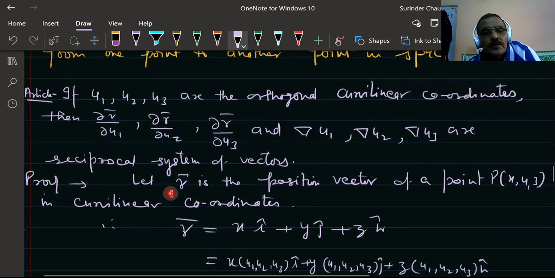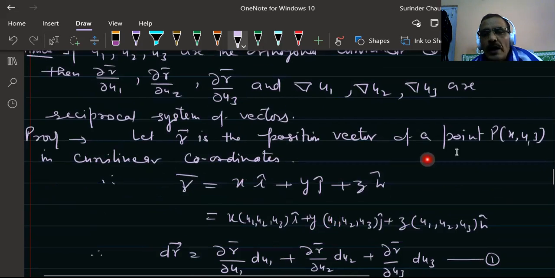Now let's take a point P(x, y, z) in a three-dimensional Cartesian system, and the same point P in the curvilinear system. In the Cartesian system, the position vector is r = x i + y j + z k. In the curvilinear system, x, y, z are functions of u1, u2, u3.